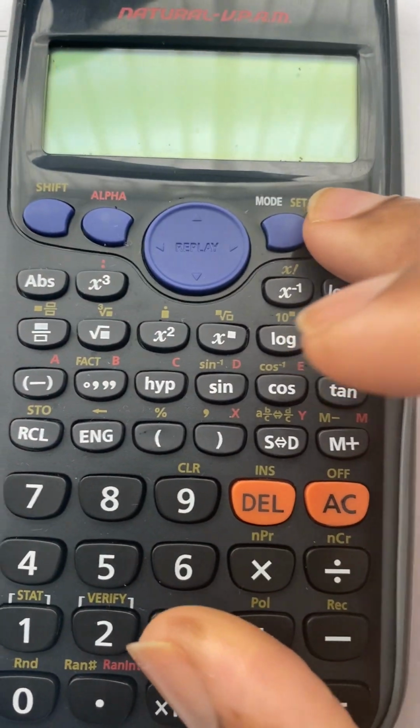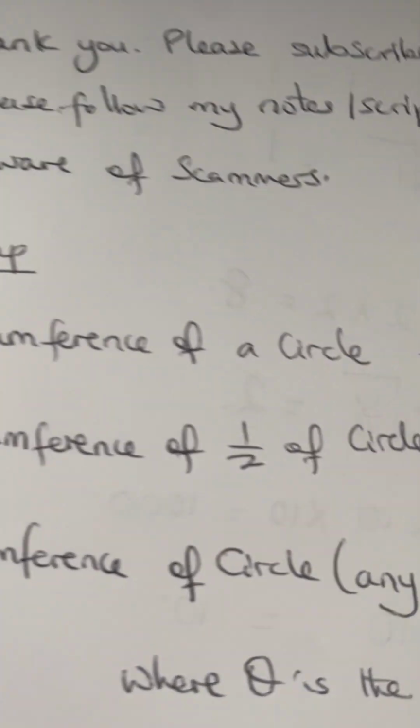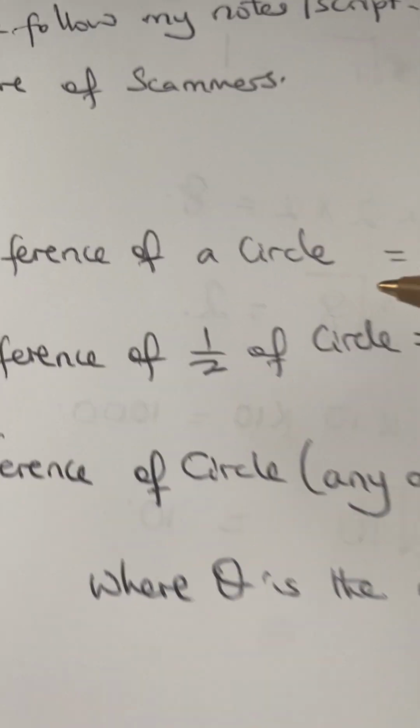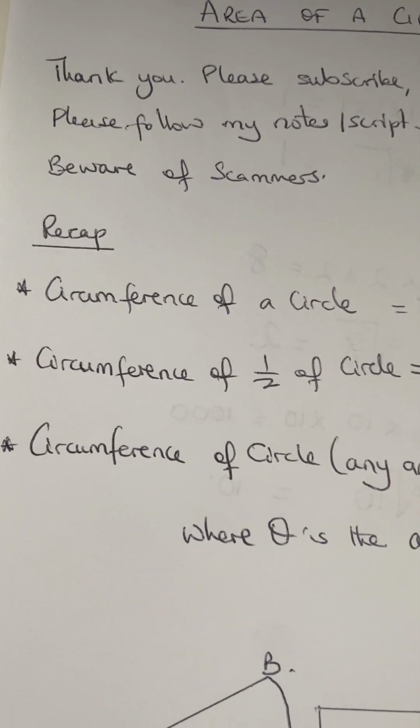I'm going to turn this off and get on with today. The circumference of the circle is 2 pi r.